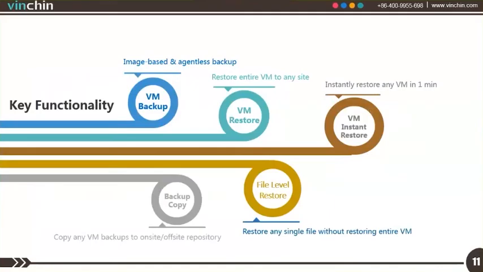And the key functionality of Vinchin backup and recovery includes five main modules. The first one is VM backup and VM restore and VM instant restore and file level restore and backup copy. In the next slides, I will show you one by one.